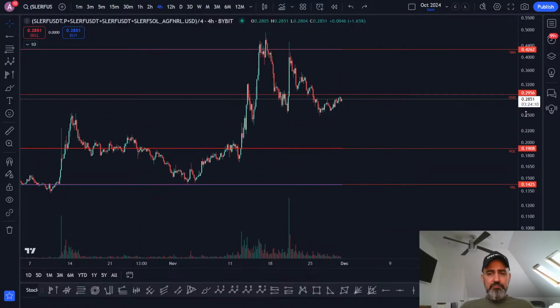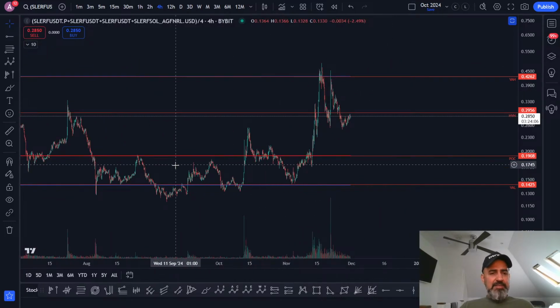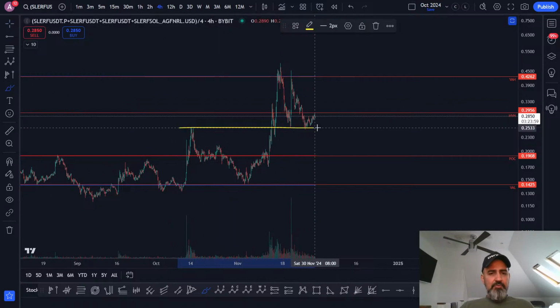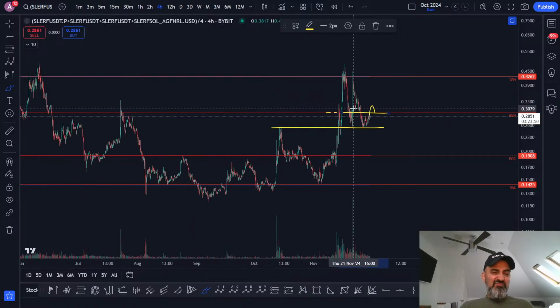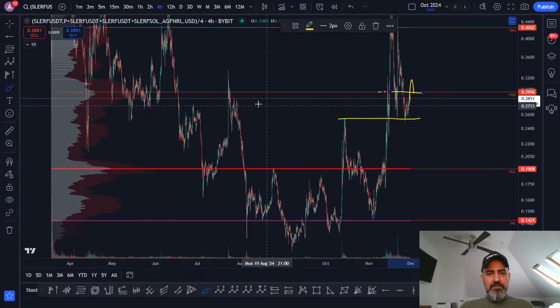But for continuation of this bullish idea, and the idea is some kind of support forming on this previous high, then we really do need to flip this area into support here, this high volume node. And ideally, we need to put enough volume here to make it the point of control.